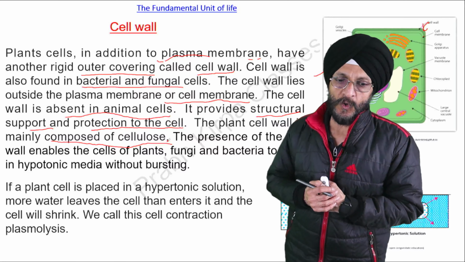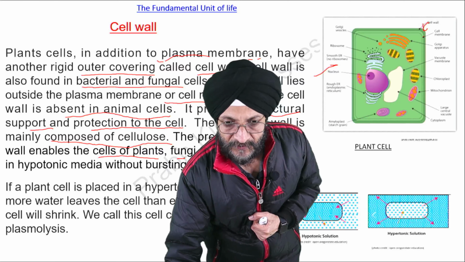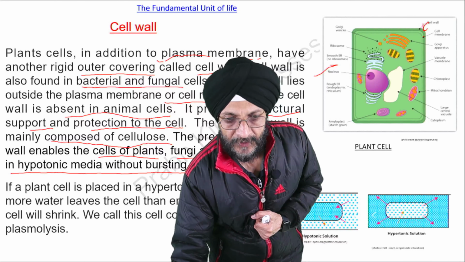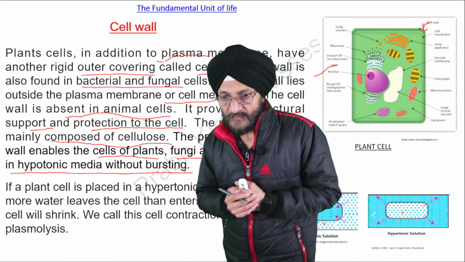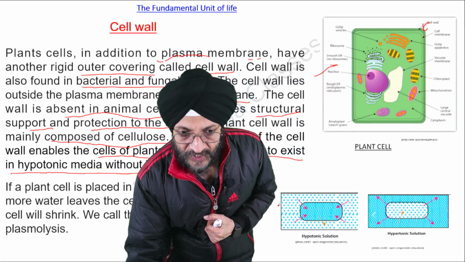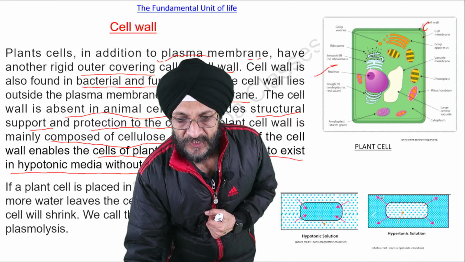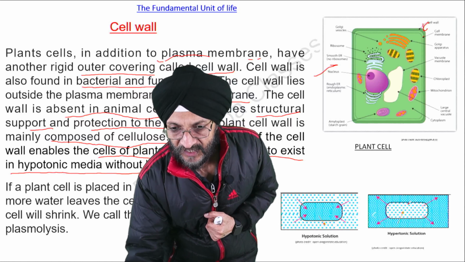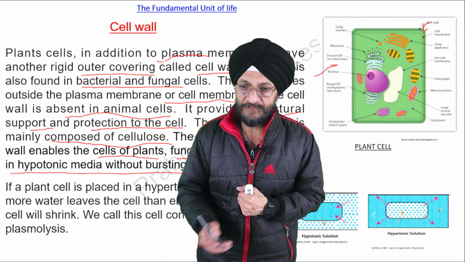The presence of the cell wall enables the cells of plants, fungi, and bacteria to exist in hypotonic media without bursting. This is the picture of hypertonic solution. If the plant cell is placed in hypertonic solution, you can see here that if this is the plant cell which has been placed in the hypertonic solution, what will happen?